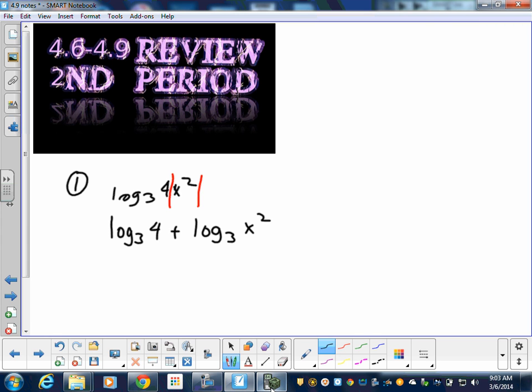Again, some of you are struggling with this because of the log base 3, but remember, guys, if it's not the log base 3, it's not numbers that you're going to be dealing with anyway. So then, every time I have an exponent here, I take that exponent and I write it down in front. So it's log base 3 of 4 plus 2 times log base 3 of x.